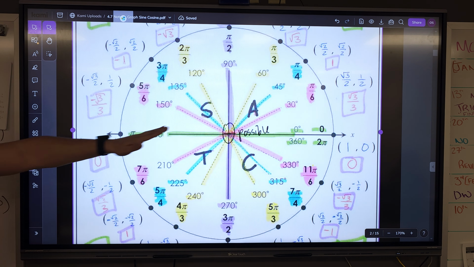At pi, what's the y value? 0. Okay. At 3 pi over 2, what's the y value? Negative 1. And at 2 pi, what's the value? 0. Okay, let's connect these dots.